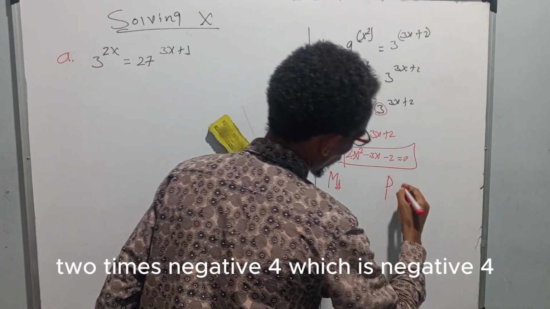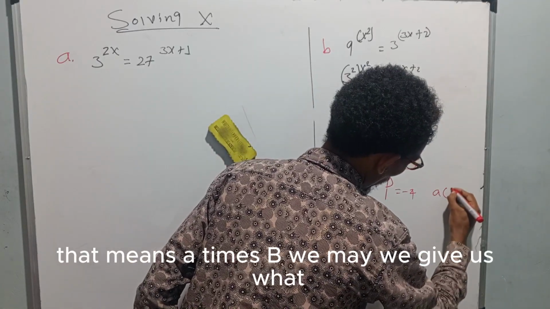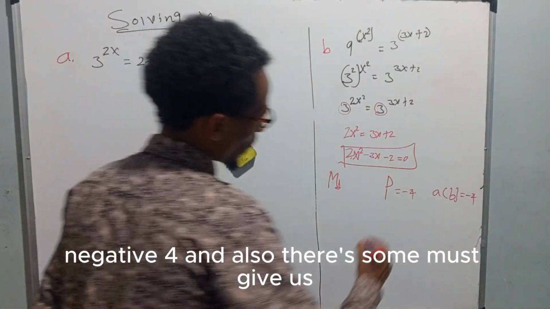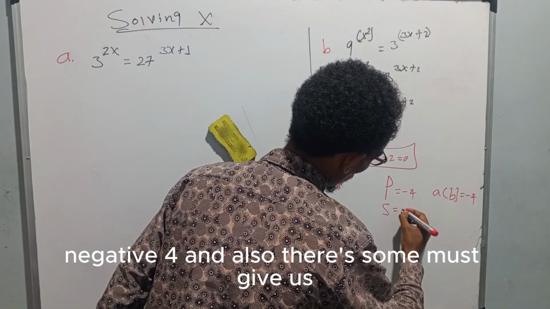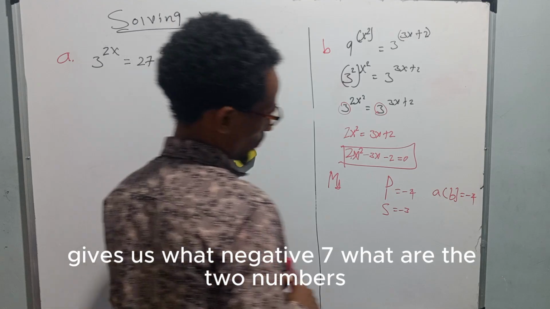2 times negative 4, which is negative 4. That means a times b gives us what? Negative 4, and also their sum must give us what? Negative 7. What are the two numbers?